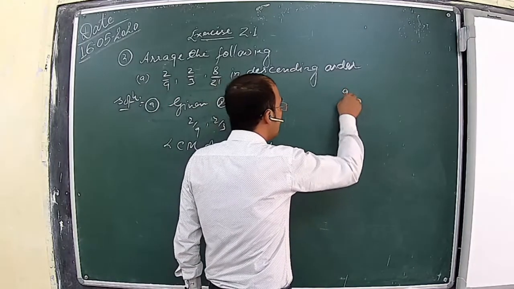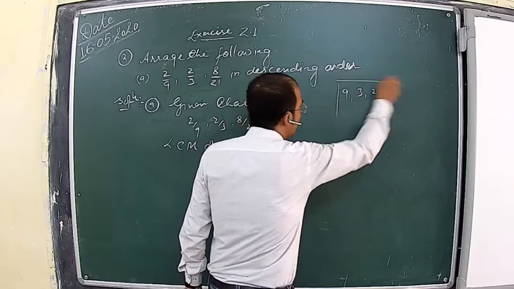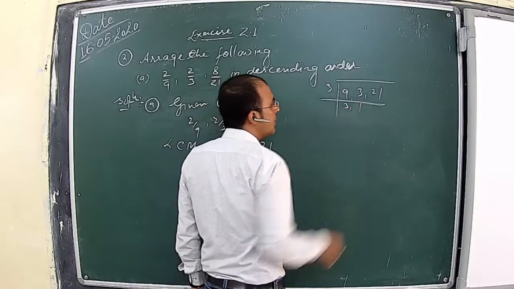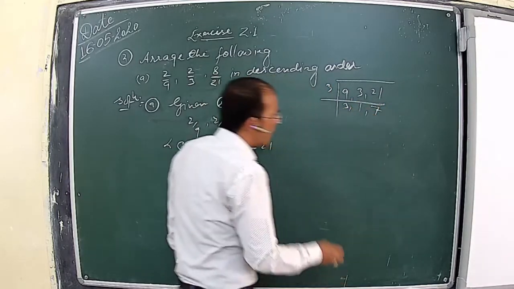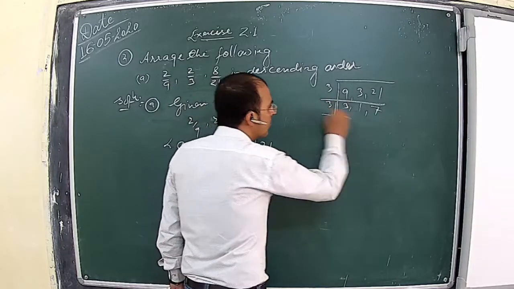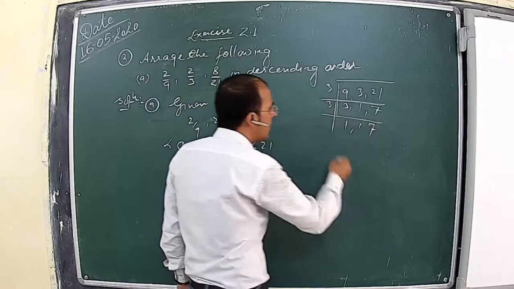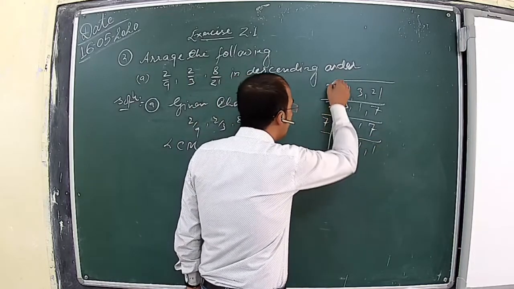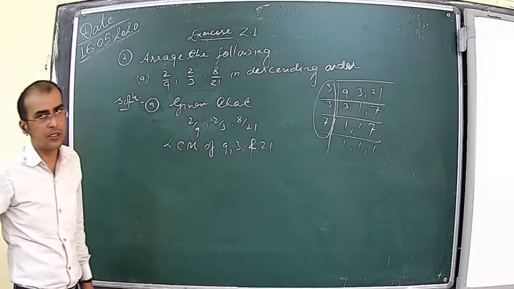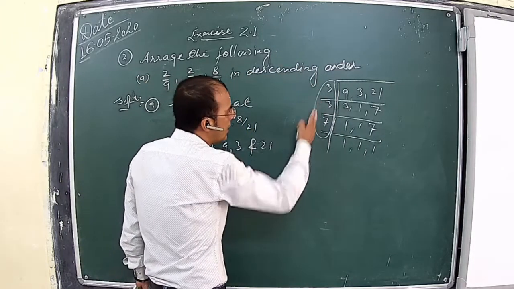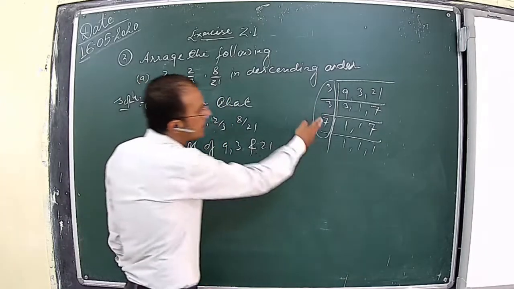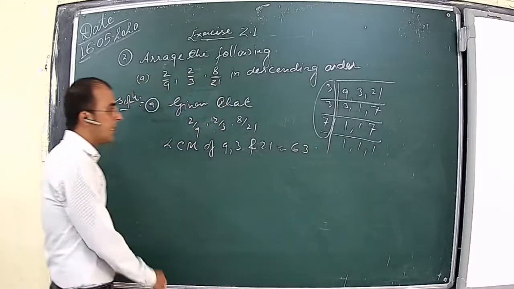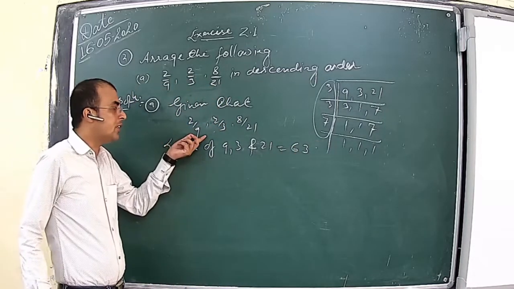How can we find it? 9, 3, 21. By the smallest number, you divide by 3. 3 threes are 9, 3 ones are 3, and 3 sevens are 21. Again by 3 you get 1, 1, 7, and at last by 7 you get 1, 1, 1. Then what will be the multiplication of these numbers? 3 into 3 is 9, 9 times 7 is 63. So the LCM of these numbers is 63. It means the denominator should be 63.